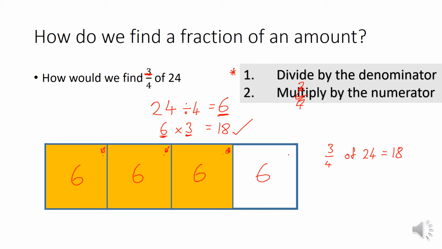So these 2 steps, divide by the denominator, multiply by the numerator, this is what we do whenever we're doing any fractions. When we're doing a fraction of an amount, we divide it by the denominator, we times it by the numerator. So I'm going to go through a few more examples.